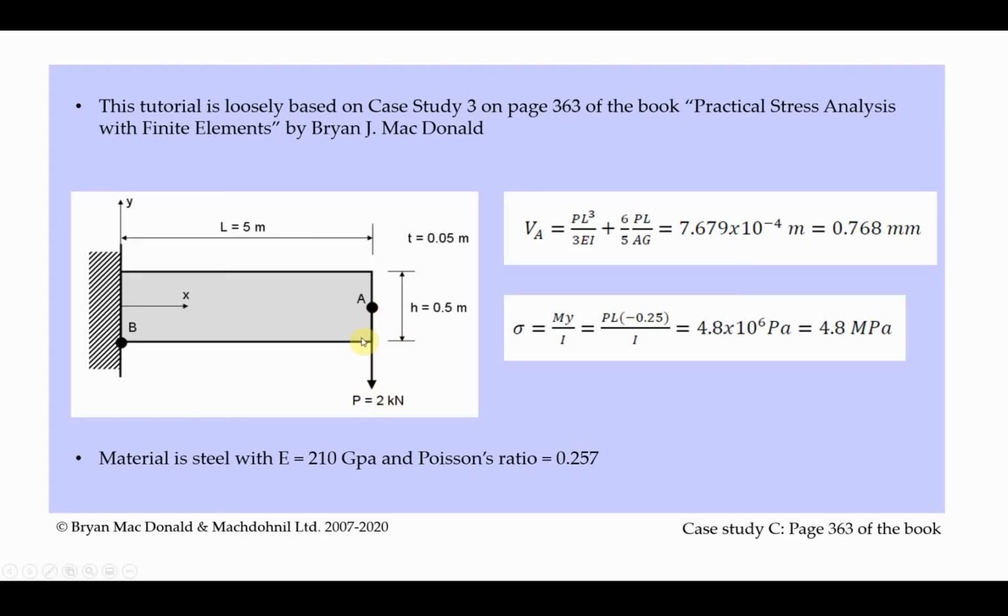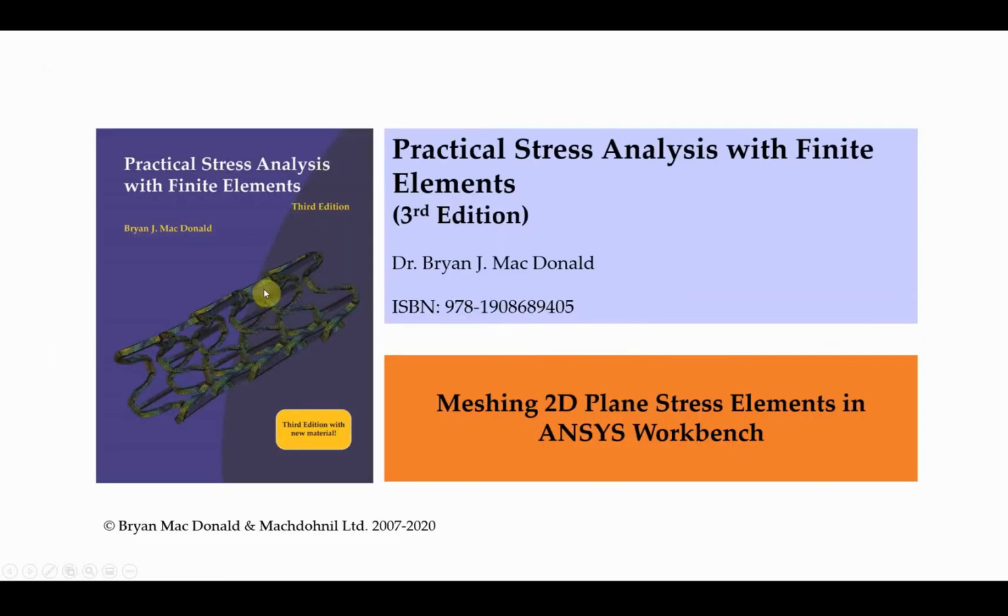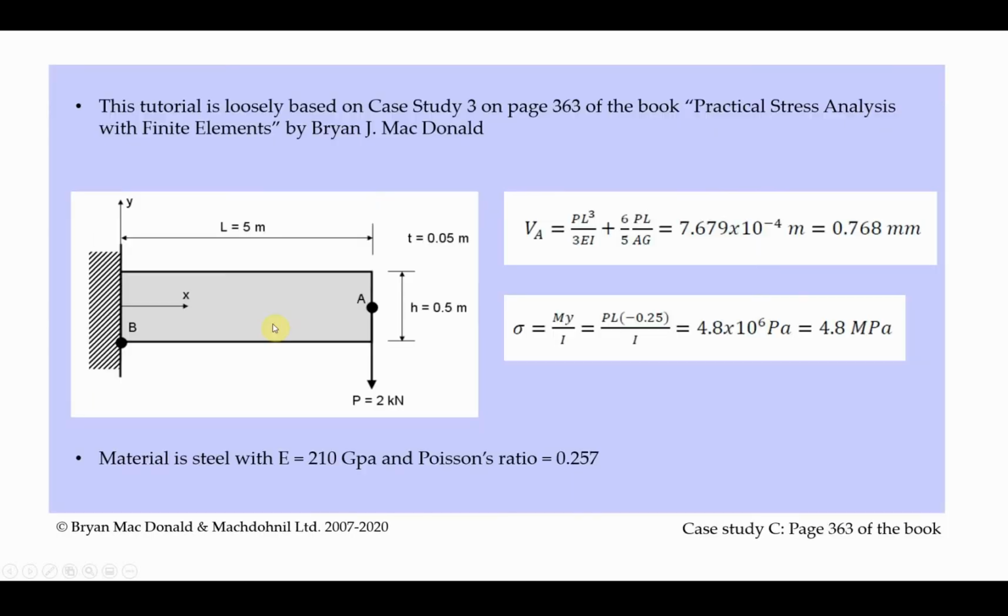So we can use simple beam theory and we can find out the deflection of the point A, for example, using just elementary beam theory, turns out to be 0.768 millimeters or 7.679 by 10 to the minus 4 meters. Similarly, we can find out the stress using the beam bending equation. And so let's say the stress at the point B would be 4.8 by 10 to the power 6 pascals or 4.8 megapascals, and those calculations are given there. This is done in detail in the book, so there's an entire chapter on the study that we're going to do here.